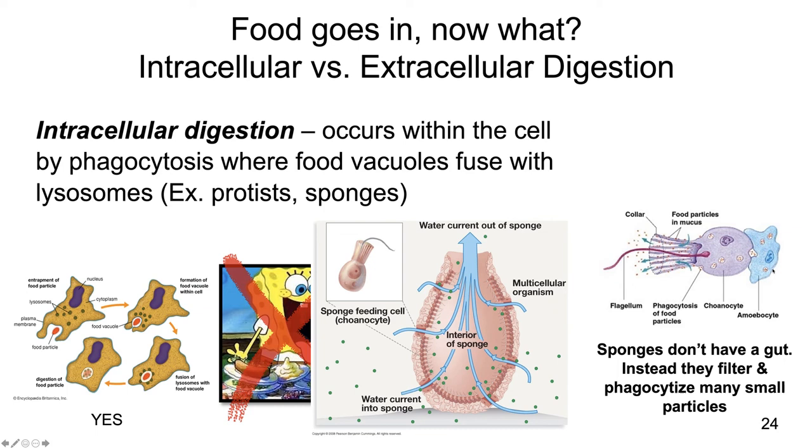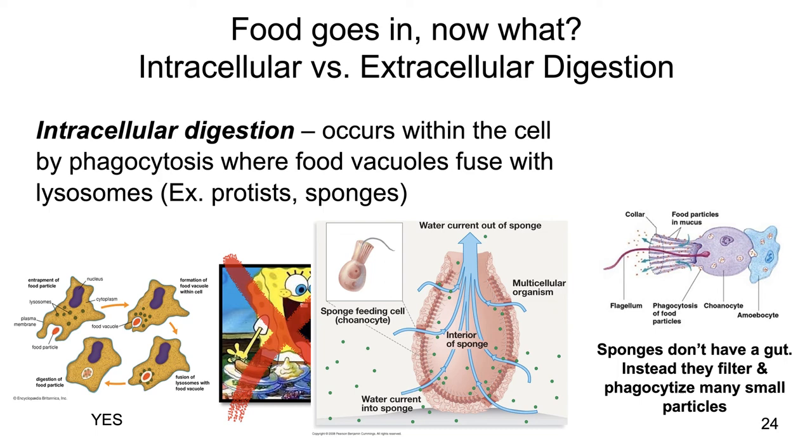So I don't so much care about you knowing all the names of all the different cell types in a sponge, but I want you to understand that sponges don't have a gut. They are filter feeders that phagocytize many small particles. So they have this very interesting way of accomplishing intracellular digestion that's unique to the sponges.